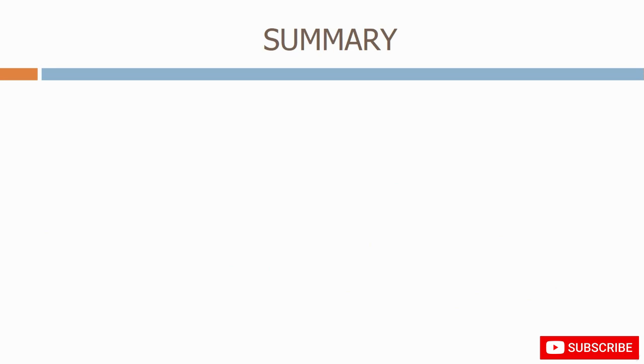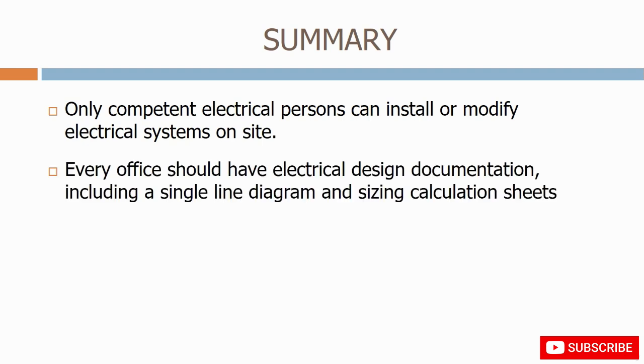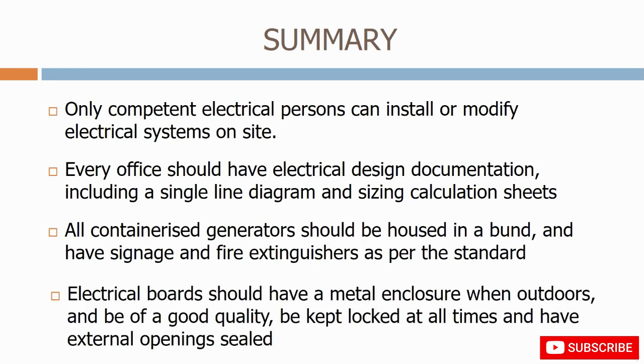Let's summarize what we've learned today. Only competent electrical persons can install or modify electrical systems on site. Every office should have electrical design documentation, including a single line diagram and sizing calculation sheets. All containerized generators should be housed in a bund and have signage and fire extinguishers as per the standard. Electrical boards should have a metal enclosure when outdoors, and be of good quality, be kept locked at all times, and have external openings sealed.